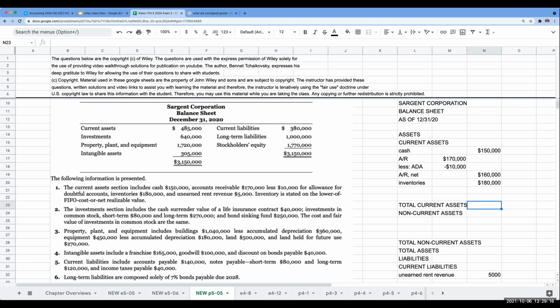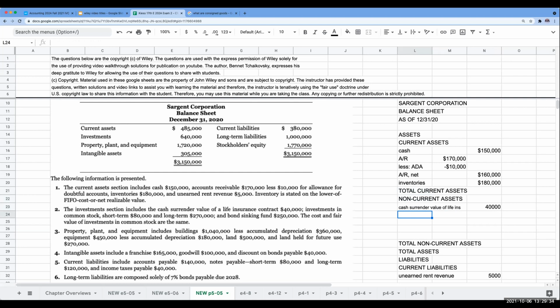Okay, so the investments. The investment section includes the cash surrender value of a life insurance contract. Do I want to separate that out? Oh, absolutely, yes. So we've got over here cash surrender value of life insurance is going to be 40,000. Okay, investments in common stock short term, 80,000.